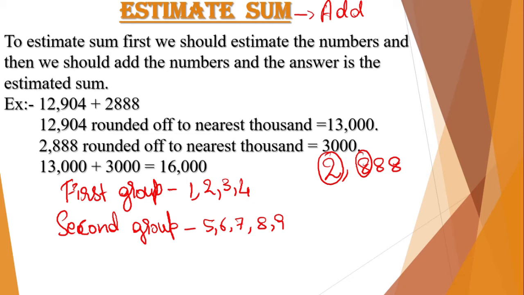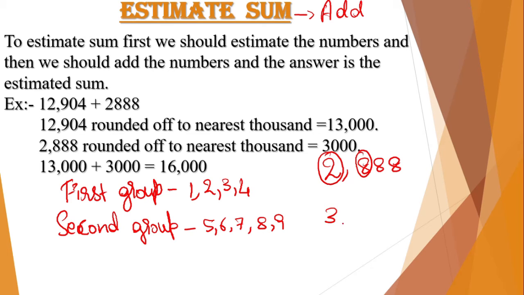And now the second circle digit, we should check the second circle digit. And the second circle digit here is 8. So 8 here is in the second group. And if it's in the second group, we should add 1 to the first circle digit, which is 2. So 2 plus 1 is 3. So we don't have any right side digits. So we will leave it as it is. And 2 will become 3 because we added 1, right? So it will become 3.